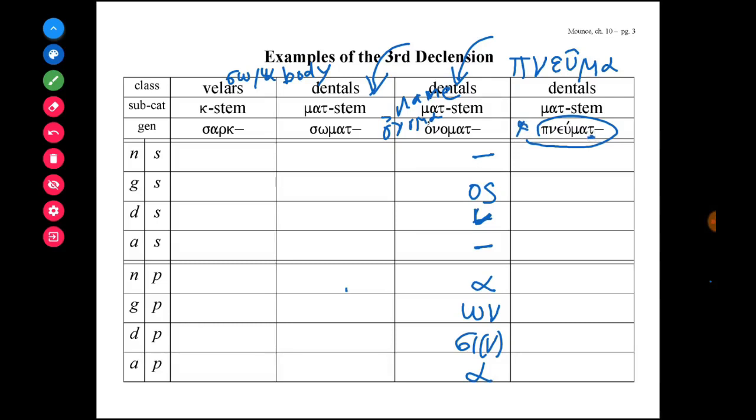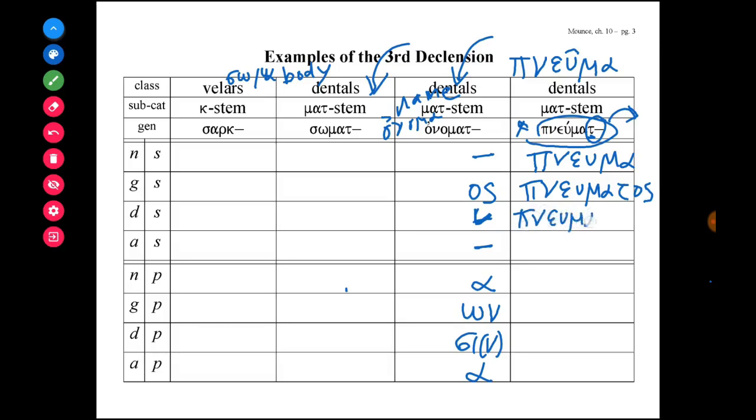What happens when you add nothing to the stem? Well, the tau drops, and so the nominative singular form is pneuma. This tau drops when you add nothing to the stem. So pneuma is the word for spirit. But what happens when you add -os to it? Well, pneumat is the stem. Remember, that's the stem. And then you add -os to it, pneumatos. That's the genitive singular. So you have spirit, of a spirit. What about to a spirit?